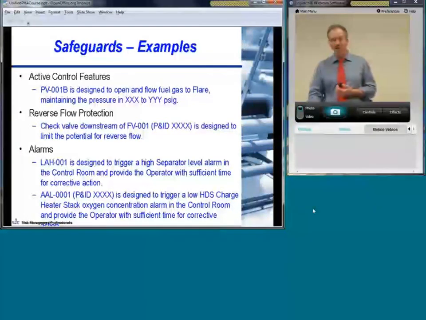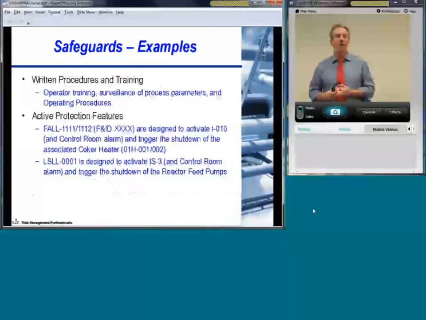Written procedures and training, again, I mentioned this just generally. If you're crediting training and procedures, what are they looking at? Be as specific as possible. If it's surveillance of process parameters, what process parameters? What are they looking at?